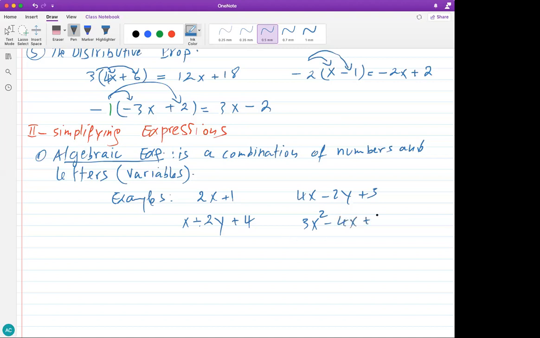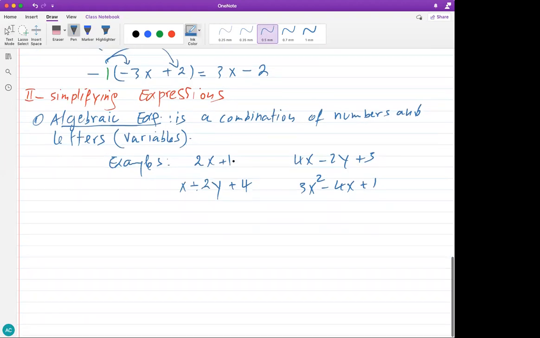4x plus 1. We actually talked about this before when we did the evaluation of algebraic expressions. We saw how to evaluate them by plugging numbers into them, substituting x's or y's with their values and simplifying them. So this is basically just a continuation of that. Okay, so that's what an algebraic expression is: numbers and letters together, could be different powers, depends.